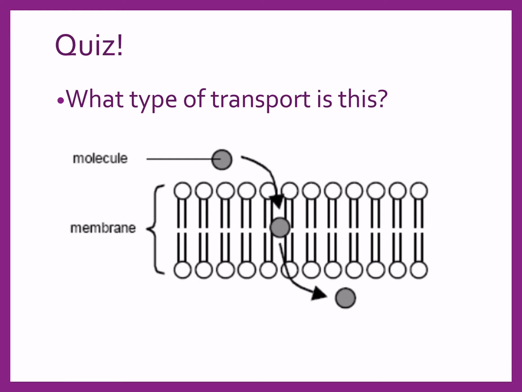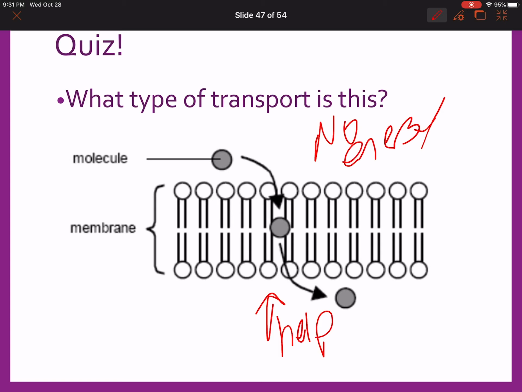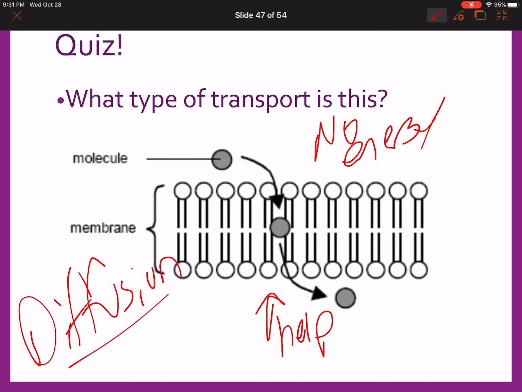All right. So, we have a molecule. What type of transport is this? So answer. No energy. That's what I see, no energy. No help. So that means diffusion. This molecule is moving completely on its own. No energy, no help. It is simply diffusing into the cell.